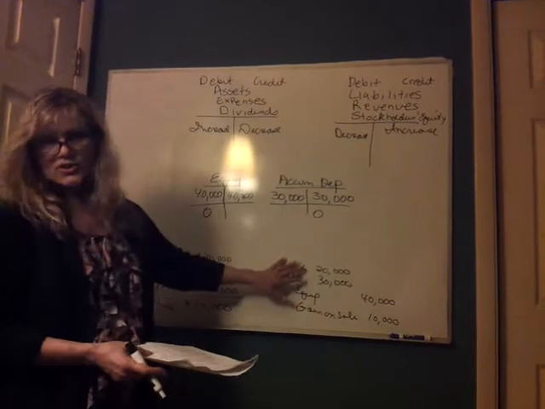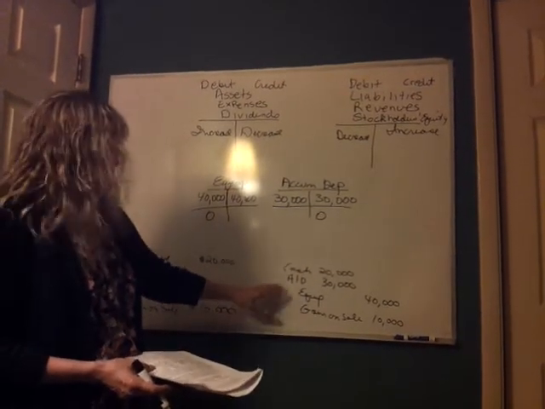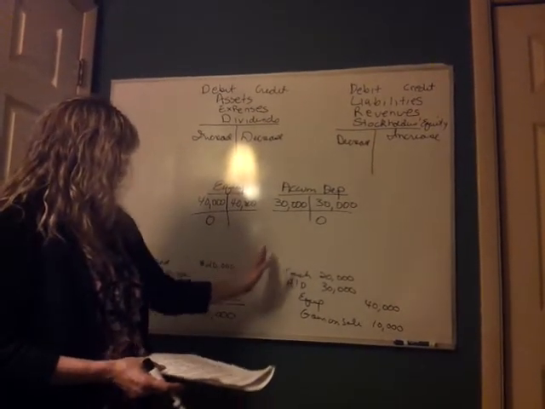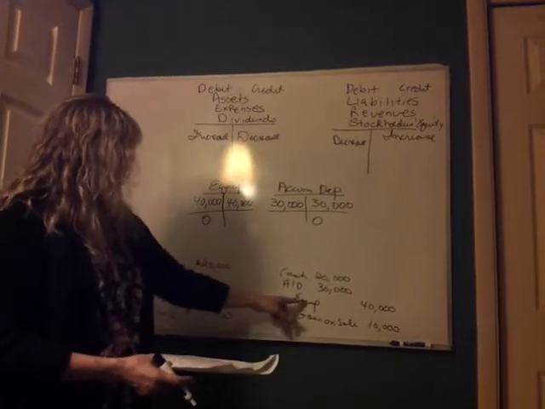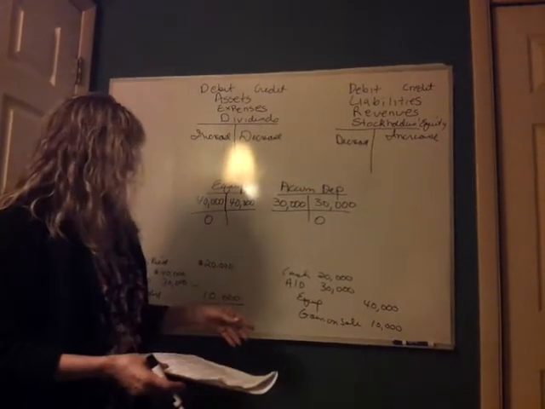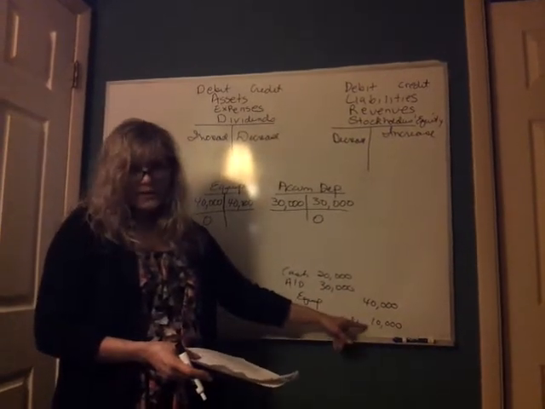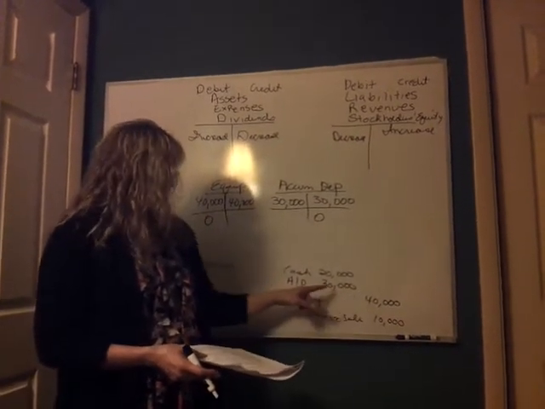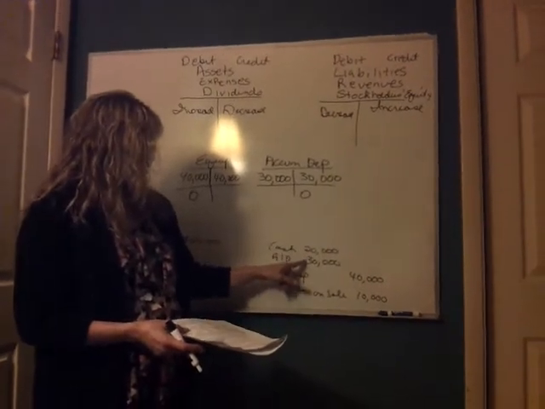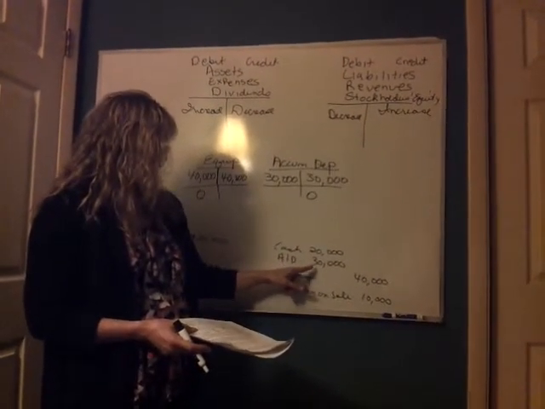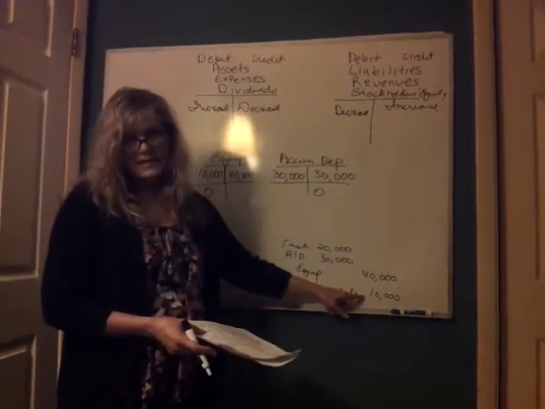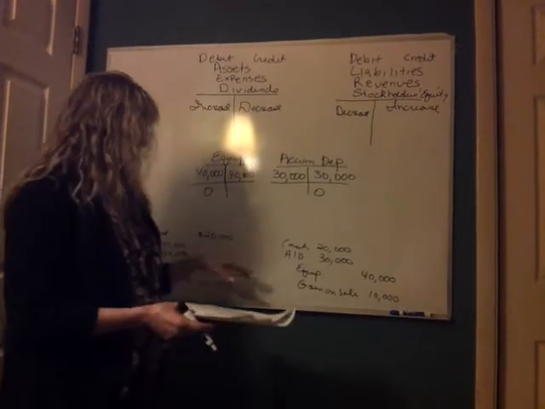Something I want to mention about recording the entry: debits are pretty much flush left, and when you're doing your credits, you're indenting slightly. You'll also notice that your debits and your credits are going to add up to the same number. Cash and accumulated depreciation is $50,000. Equipment and gain on sale is $50,000. They're going to be equal.